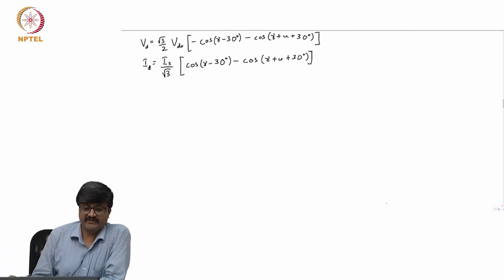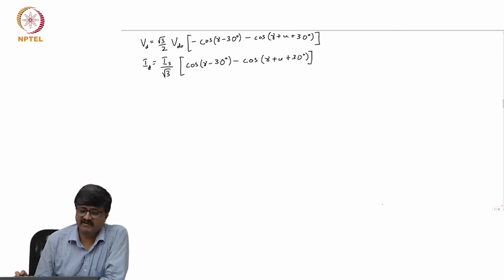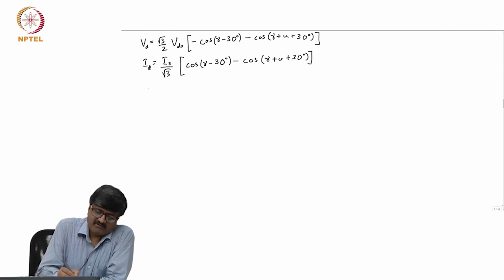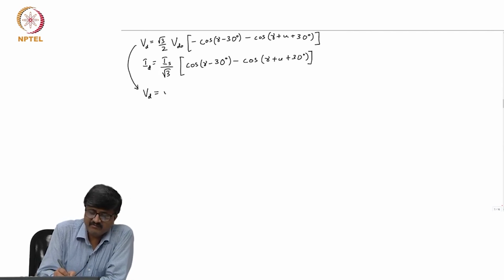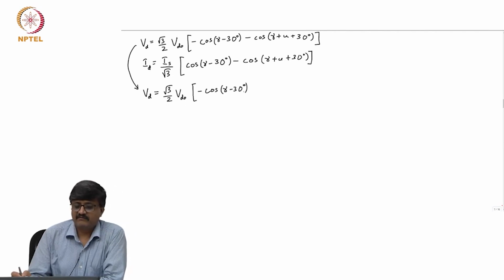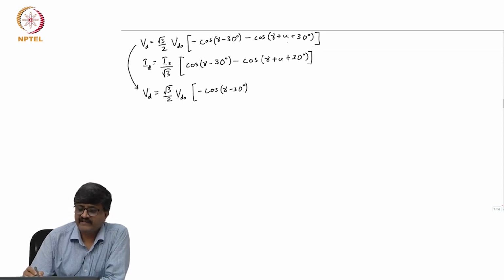So, we have these two equations. The first equation relates VD, VDO, gamma and U. The second equation relates ID, IS, gamma and U. Now, I can write the first equation as VD is equal to root 3 by 2 VDO into minus cos gamma minus 30 degrees. Now, the second term on the right hand side has minus cos gamma plus U plus 30 degrees.